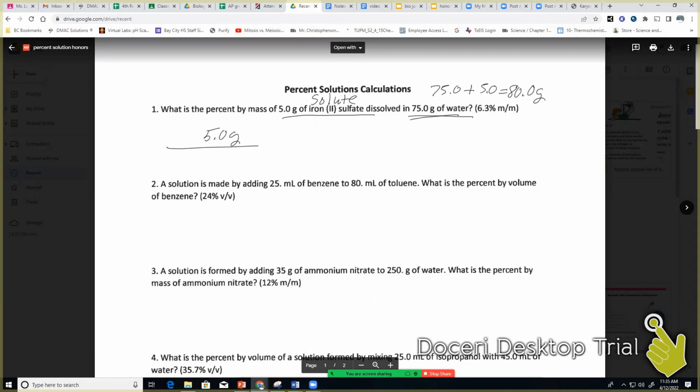So I end up having solute divided by total solution, which would be my 75 plus my 5, and then multiplied by 100. And then 2 sig figs because of that 5.0. So that's where you get your 6.3%. And then if you notice, on these, once you've solved for percent, you have to say which percent it is. So in other words, I have to say 6.3% mass, or I could have just written the word mass. But without knowing what type you're looking at, percent doesn't mean a lot.